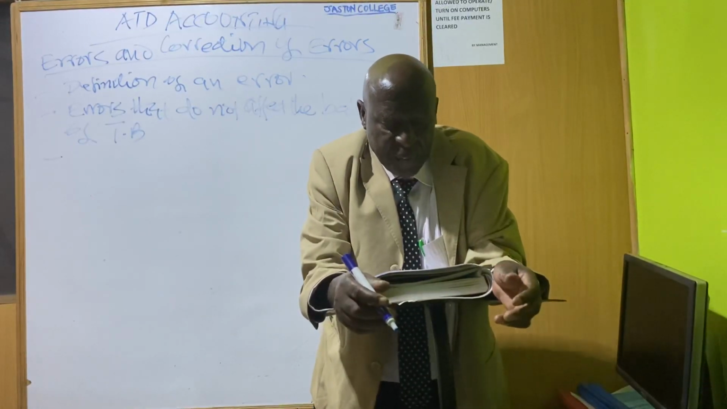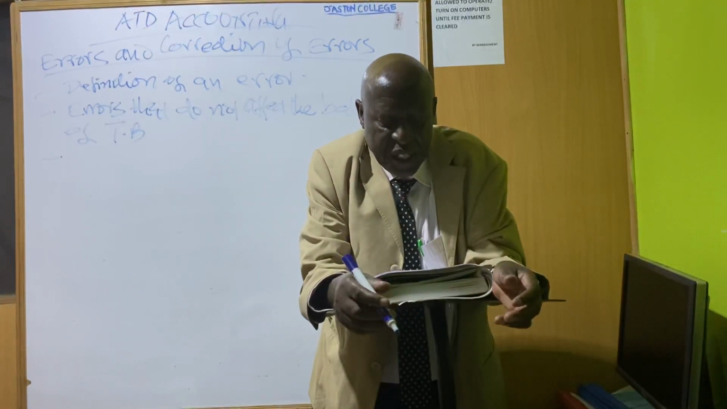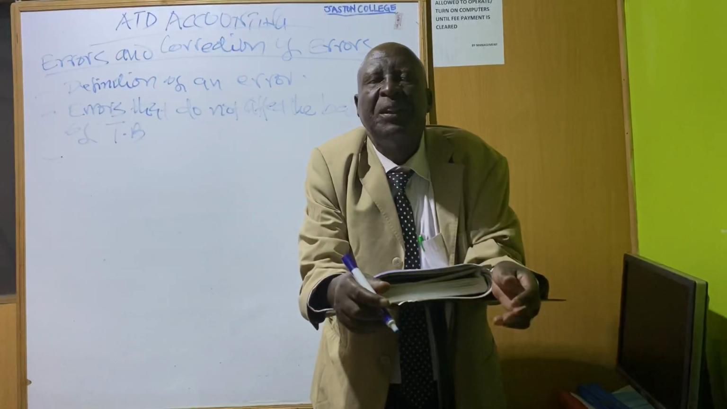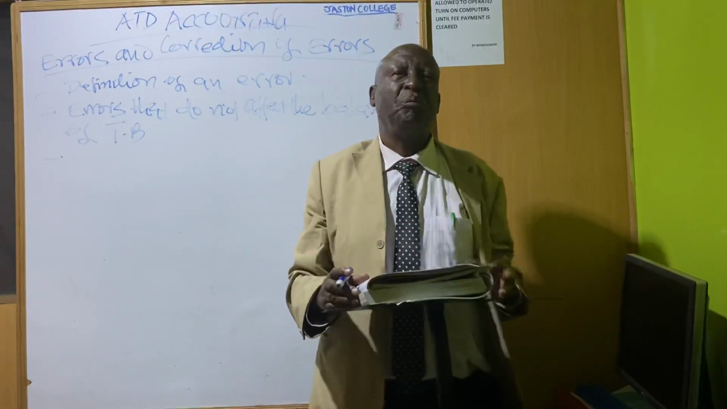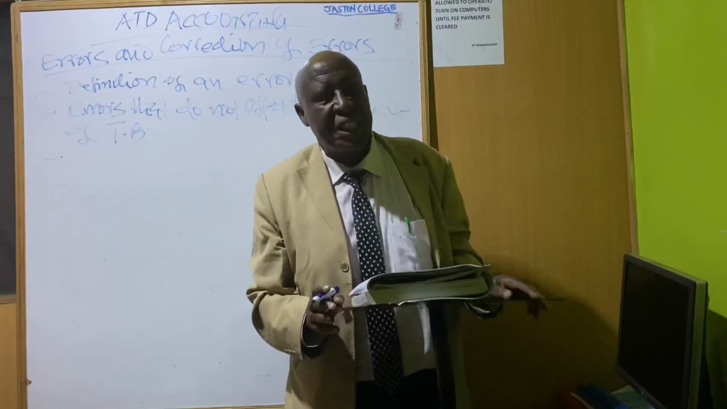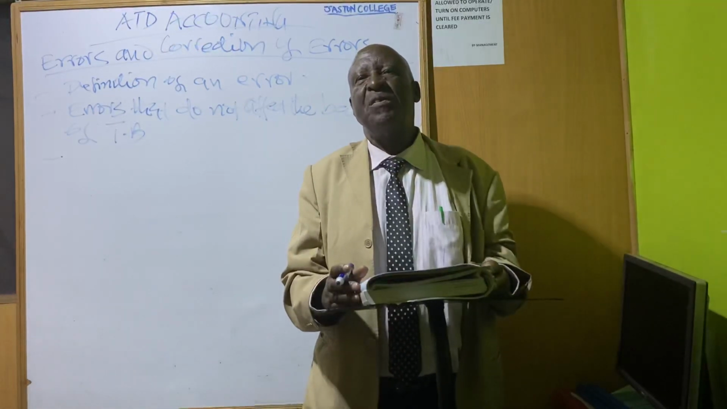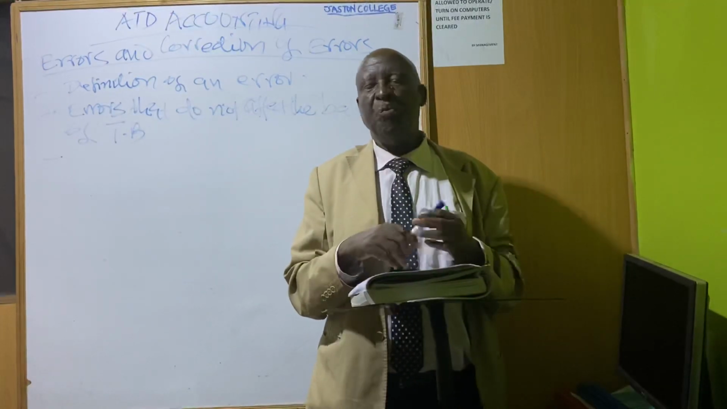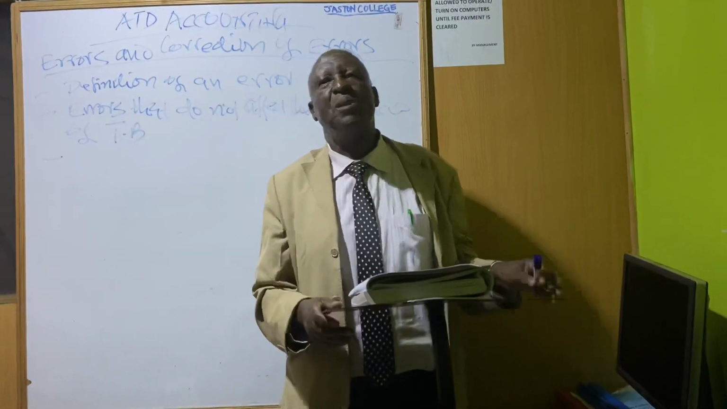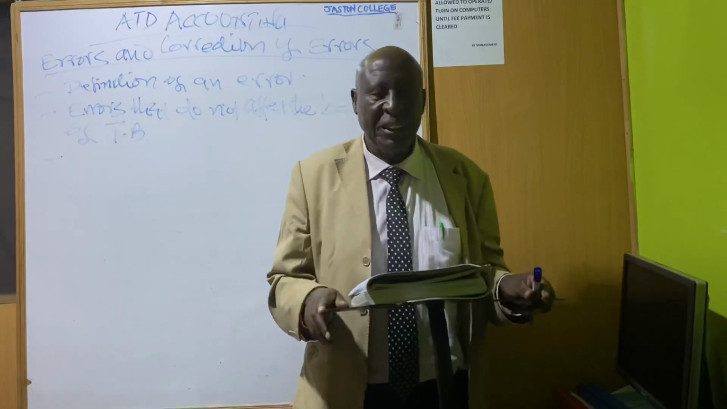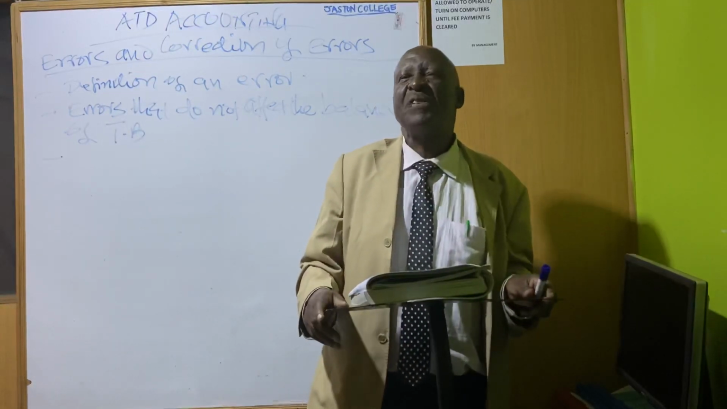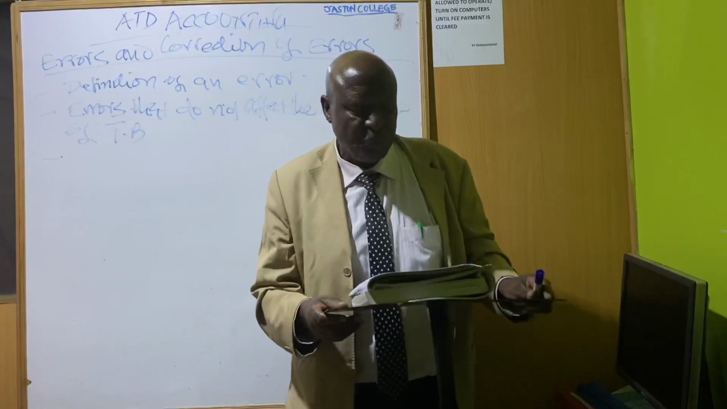We also have errors of complete reversal. For example, instead of writing 68, you write 58. When you write 58 in a journal, you will go on to write the same in the main ledger, and it will be very difficult to discover such an error.